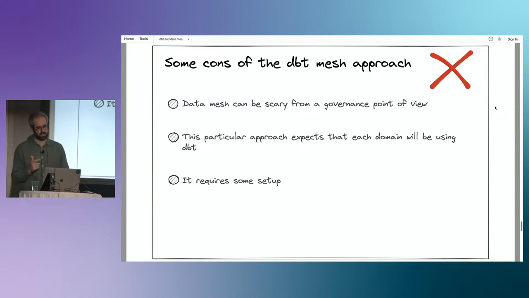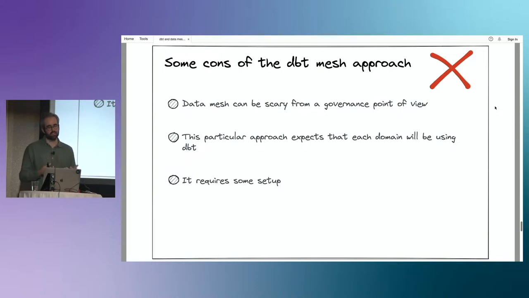And there's another point, which is that this particular approach expects that you're using DBT in most of the domains. And I think this is really forcing people into using DBT in all the domains, because these data contracts require that you're using DBT so that this actually makes sense, right? So if you don't have DBT, then you have a source and you have an exposure, but who's going to consume this source if you're not using DBT in the first place? So you can still do this, but it will be a bit weird, let's say.